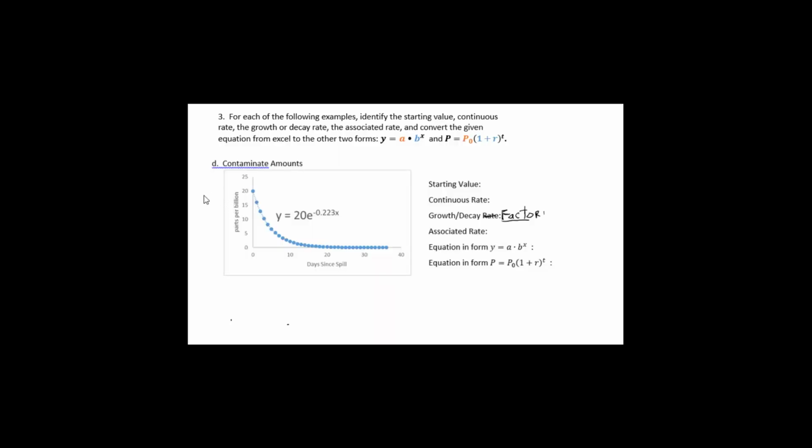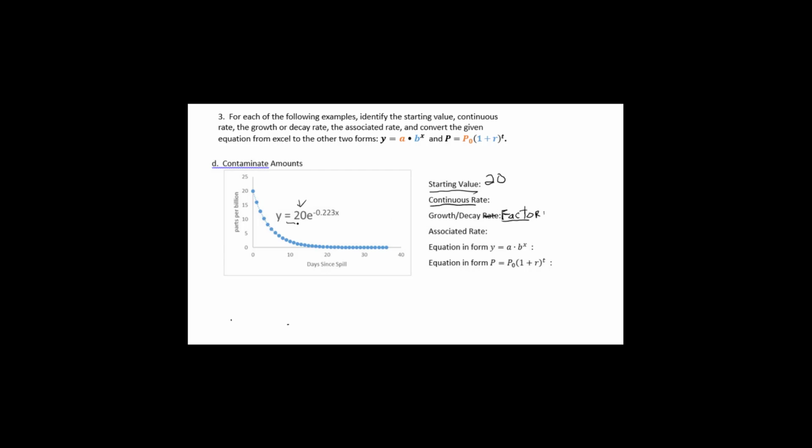Okay, this is the last one of these problems. So you might want to try this. You might want to just pause it and try it on your own and then come back to it. But here we go. The starting value. What is the starting value? Well, that is right there, 20. So that already gives us information for A and information for P sub 0, as well as this formula, which is already given. The continuous rate has to come from the continuous function.